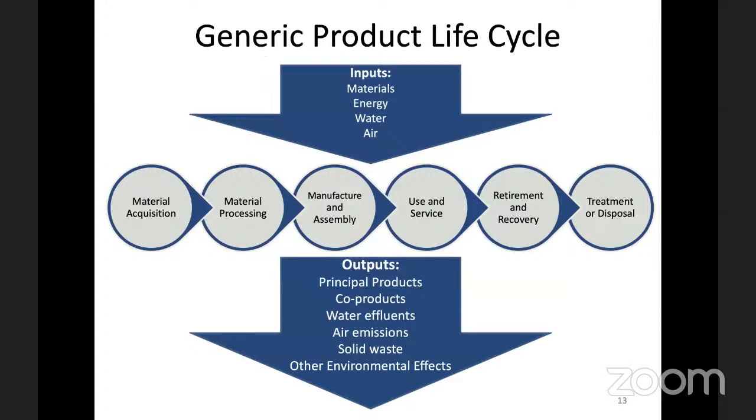So if we look at a generic product life cycle, we have the inputs of material, energy, and water to all different stages. And we have principal products, co-products, water effluents, air emissions, solid waste, and other environmental effects. The stages of life cycle are material acquisition, material processing, manufacturing and assembly, use and service, and retirement and recovery, after which you have to do a treatment or disposal.